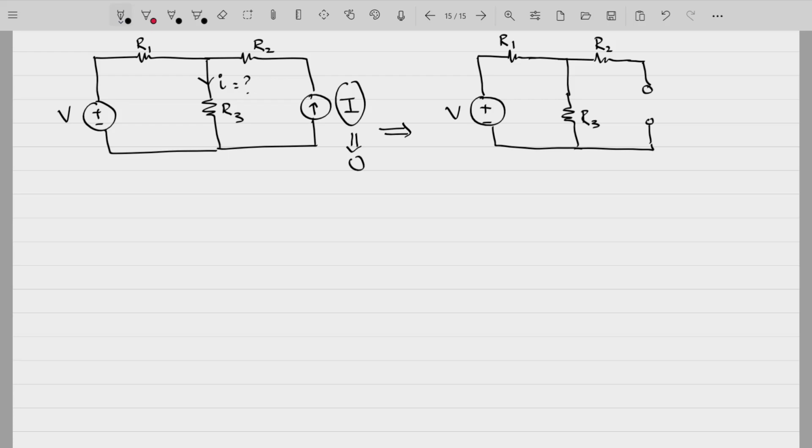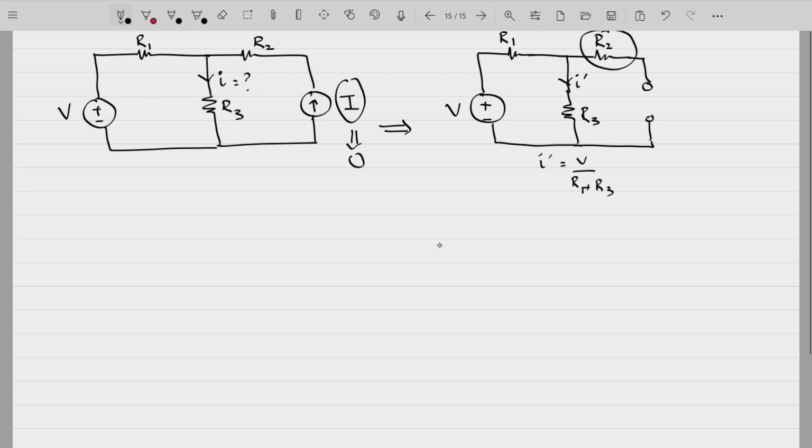So once you have open circuited the current source, the current flowing from here at that time, let that be I dash. Now you can easily solve this circuit because no current is flowing through R2. You can simply say I dash is equal to V divided by R1 plus R3. Fine. So you have got I dash.